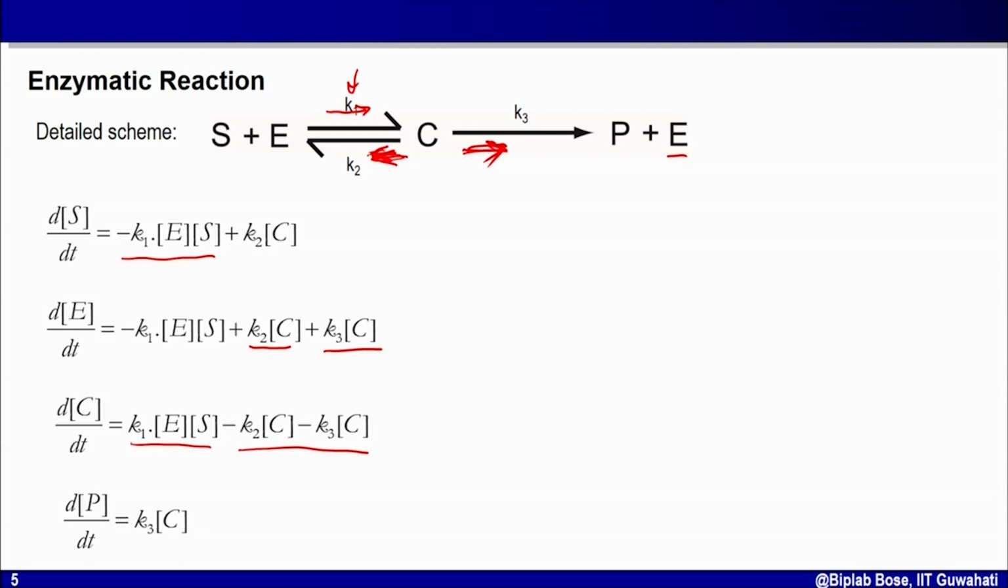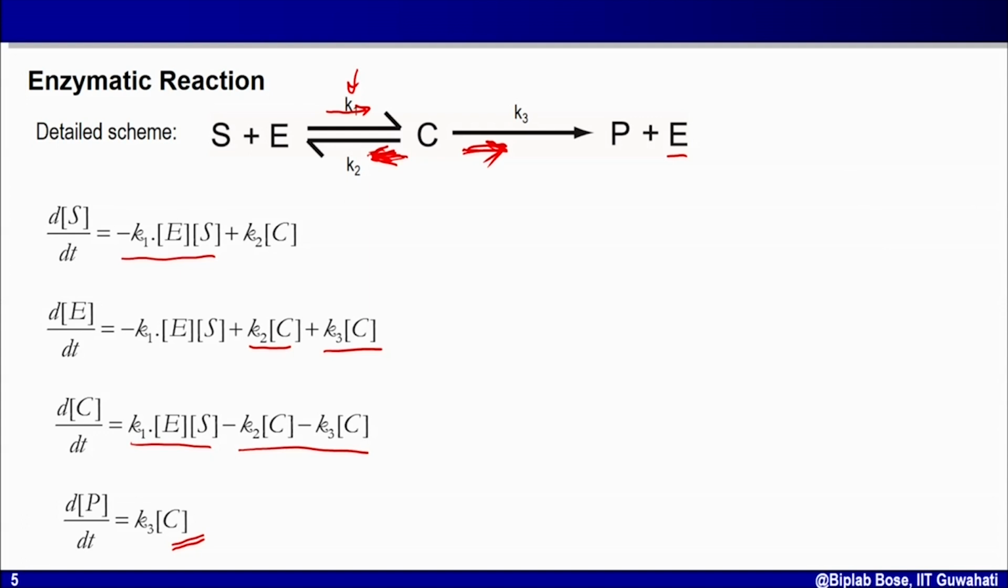Now let us look at the product. Remember, look into the scheme, product is formed only by this unidirectional process from C to P. So it is simple, dP/dt, the rate of change of concentration of P, is equal to K3 into C. That's all. I have written down the ODE for all these four dependent variables S, E, C and P.